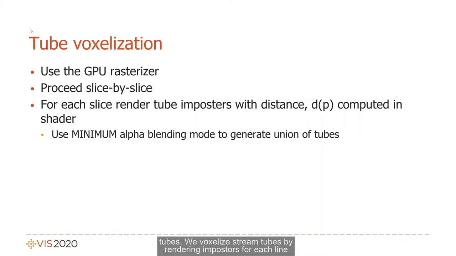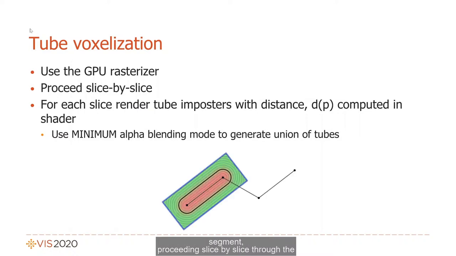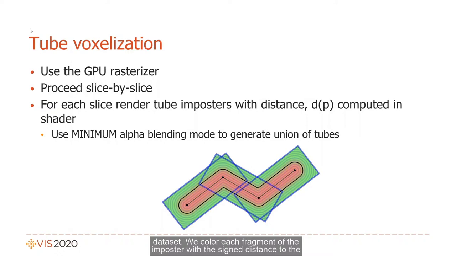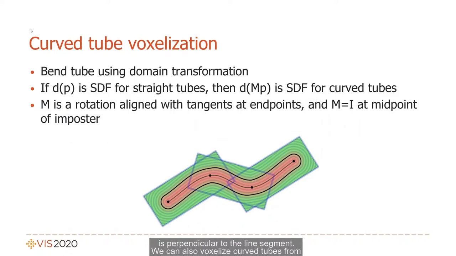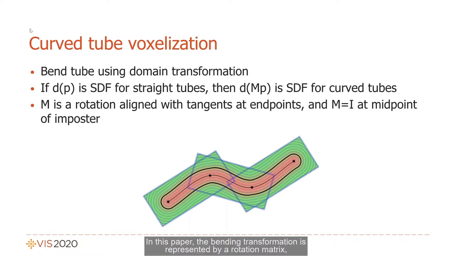We voxelize stream tubes by rendering impostors for each line segment, proceeding slice by slice through the dataset. We color each fragment of the impostor with the assigned distance to the tube. By rendering with the minimum blending mode, we effectively compute the union of the tube segments. These impostors represent slices of a tube bounding volume, not projections of a tube surface. So there's no problem when the slice plane is perpendicular to the line segment. We can also voxelize curved tubes from the impostors by computing a transformed distance function. In this paper, the bending transformation is represented by a rotation matrix M, which is quadratically interpolated along the length of the impostor.